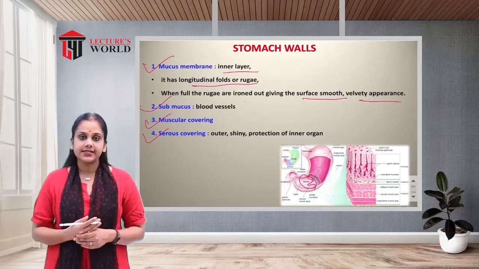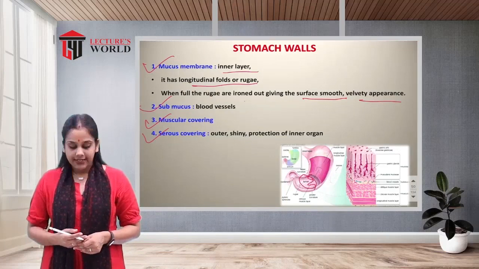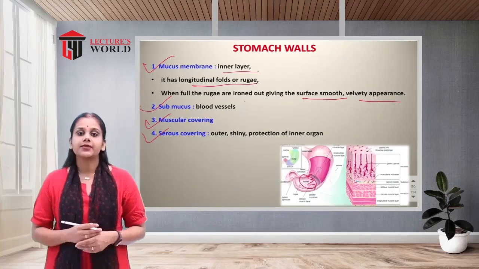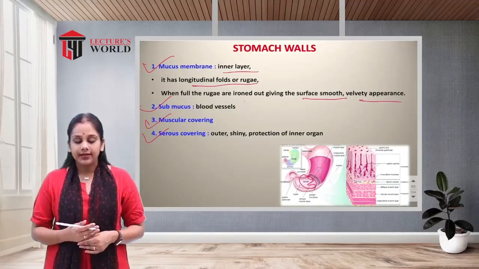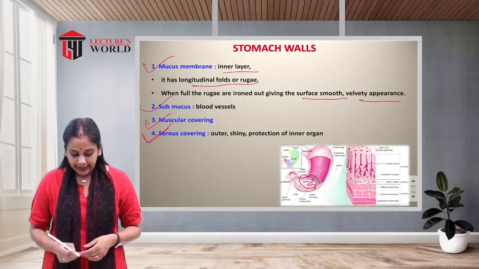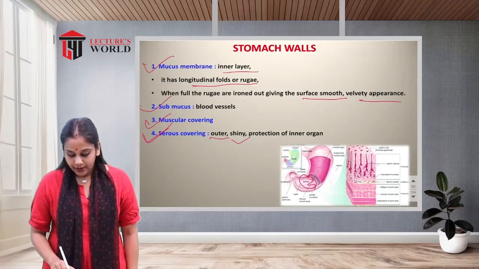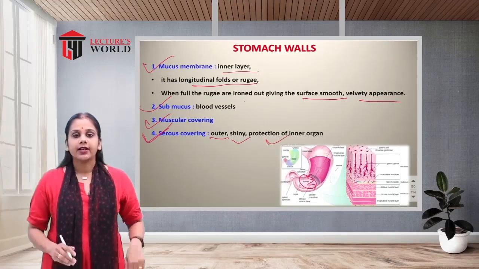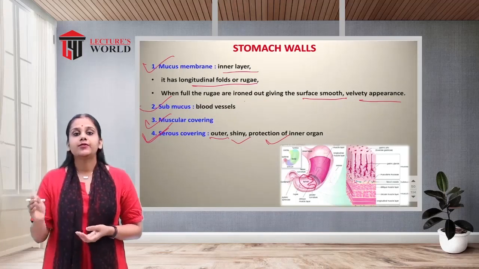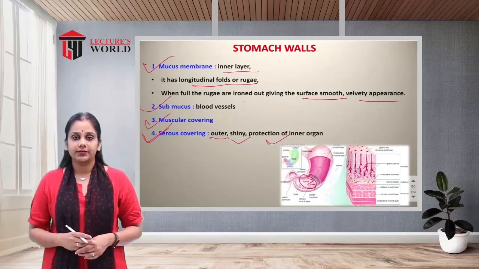Then the submucous layer contains arteries, blood vessels and nerve supply. Then the muscle layer has some modification. The serous covering is the outer layer, the serosa, which is shiny and gives protection to the inner layers. Now we will see the modification in the muscular layer.